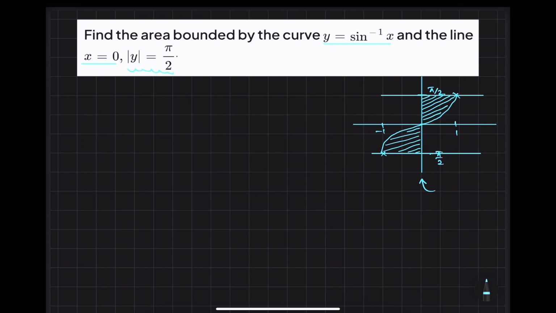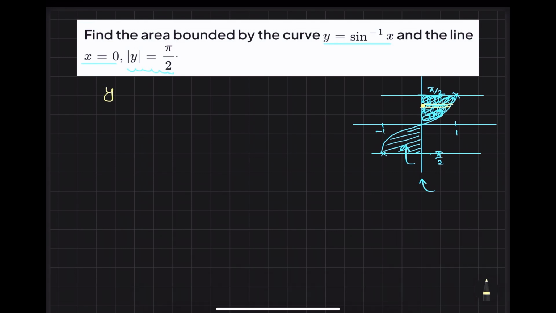Now, the graph is symmetric, so the area covered in this part will be the same as in this part. So we will find the area in the first quadrant and then double it. Look at how we will proceed. It would be much more convenient if we go with the y-axis, so we will take a small strip of dy and then proceed.